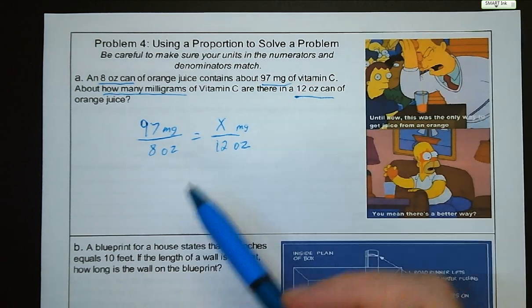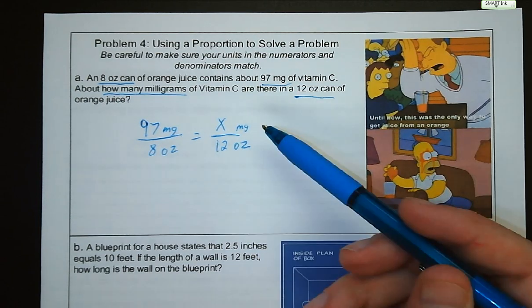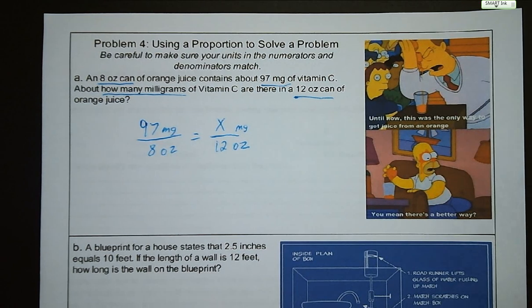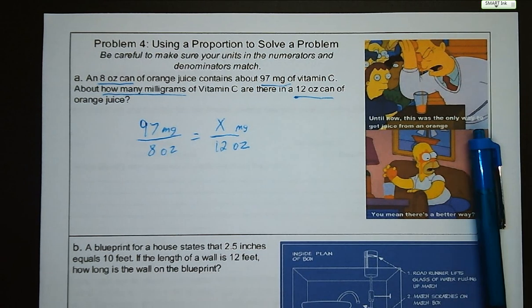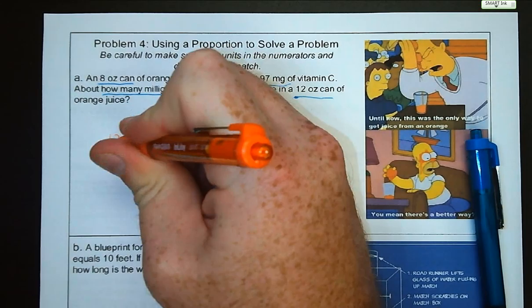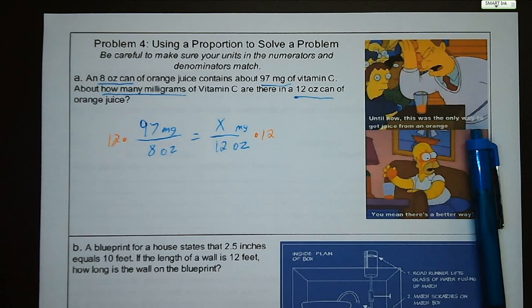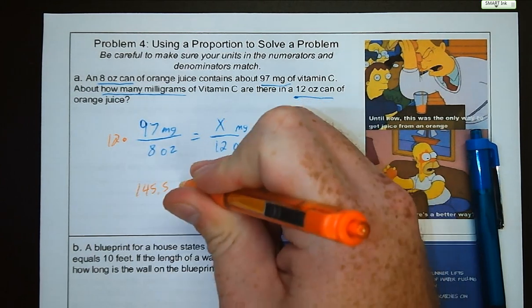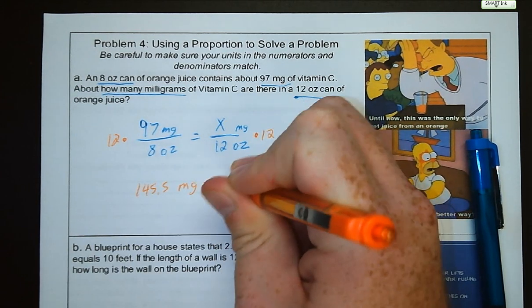Notice I have milligrams per ounce. So, if we want this ratio to be true, we are going to use the multiplication property. So we're going to multiply both sides by 12. And when you multiply that, you're going to plug it into your calculator. You get 145.5 milligrams is equal to x.